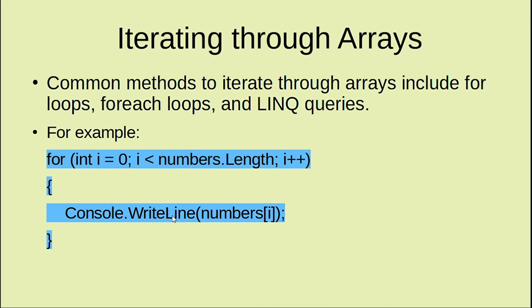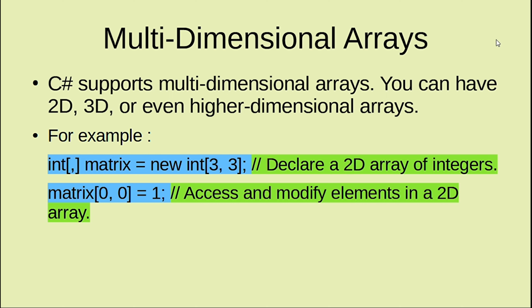In Console.WriteLine, we are printing the value at that index, that is numbers[i]. So we are printing the first value, then the next, and so on up to the length, which is the size of the array. Okay, so that's how we can iterate. Similarly, we can iterate through a foreach loop. So these are the basic features of array that we just discussed.